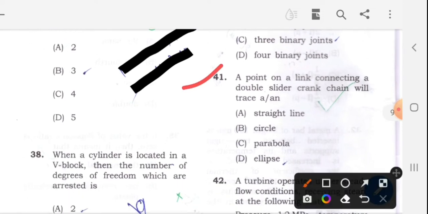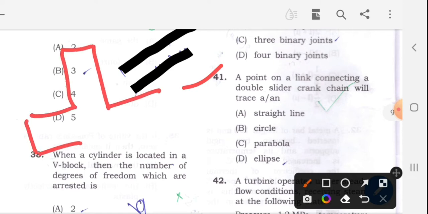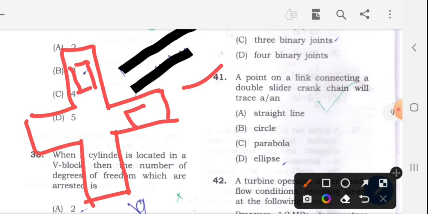A point on a link connecting a double slider crank chain will trace an ellipse. Examples of double slider crank are the elliptical trammel, Oldham coupling, and Scotch yoke. You can remember those types of mechanisms. Here one sliding bar is here, another sliding bar is here, so it is double sliding, a double slider crank mechanism, and one connecting link is here. So the path of that link is elliptical, which is option D, the correct answer here.